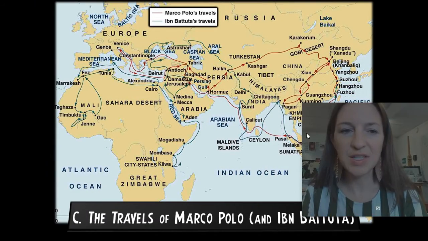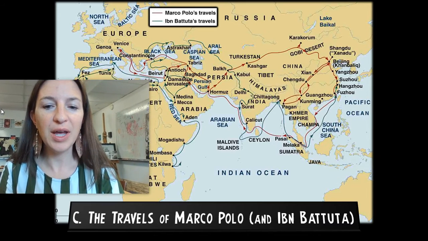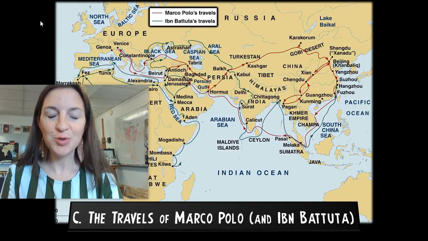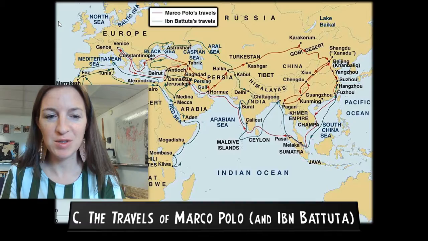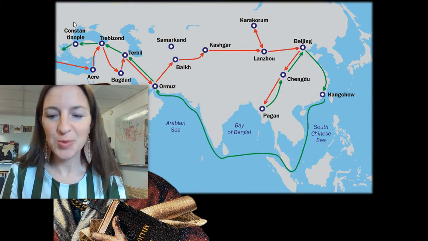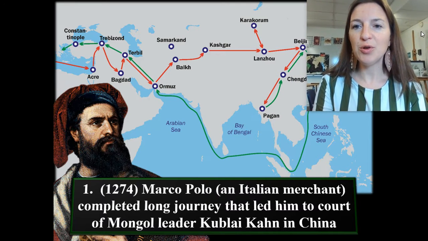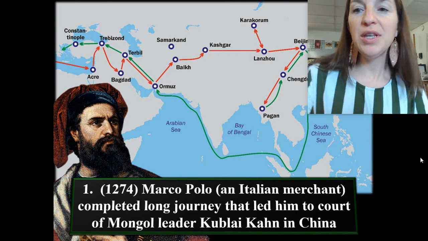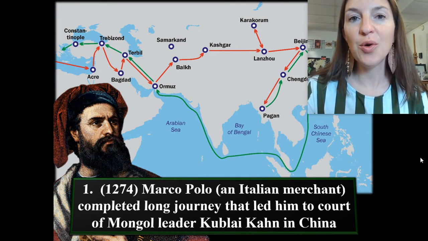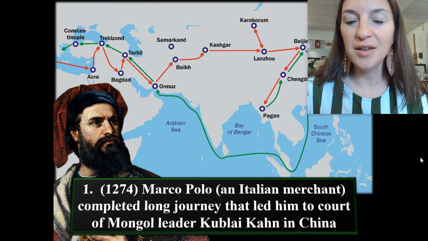Now we're going to do section C, the travels of Marco Polo and of Ibn Battuta. I'll explain who these famous people were. So first we're going to talk about Marco Polo. In 1274 AD, Marco Polo, who was an Italian merchant, completed a long journey that led him to the court of the Mongol leader Kublai Khan in China.